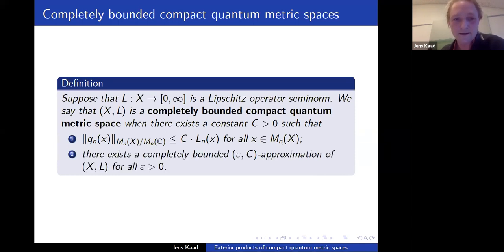Second condition, I need to have a completely bounded epsilon comma c approximation of my pair, and I should have one for all epsilon strictly greater than 0. Again, my constant c is global, so it's not allowed to depend on the epsilon.